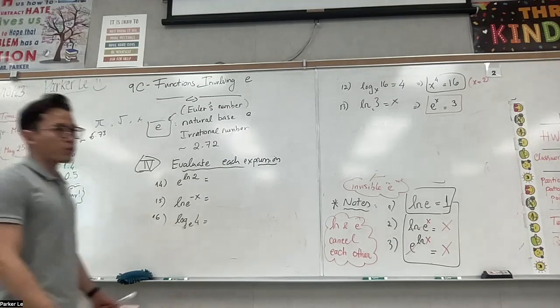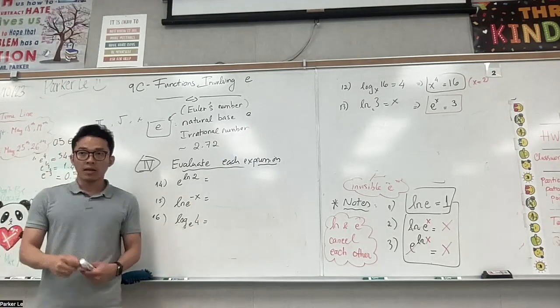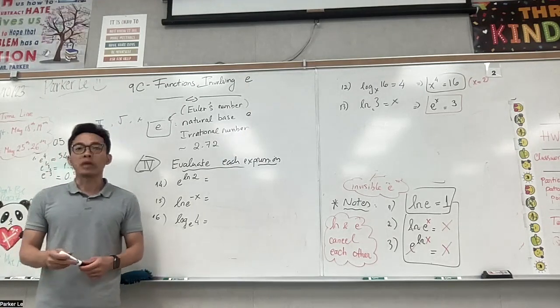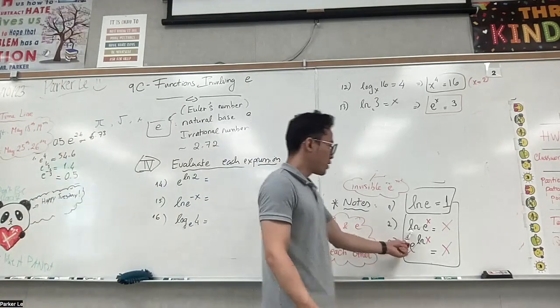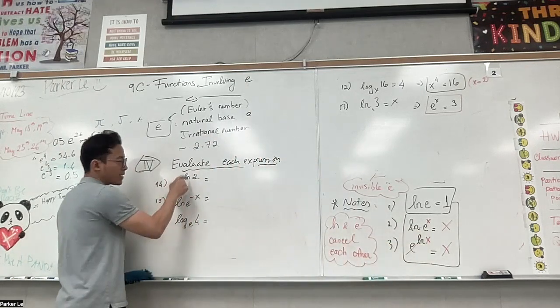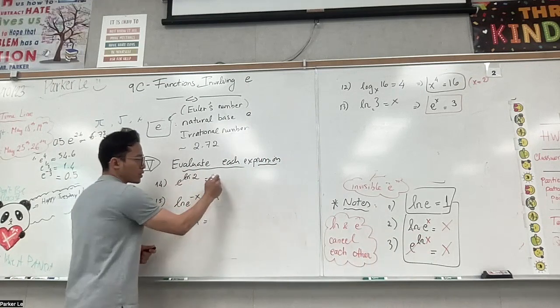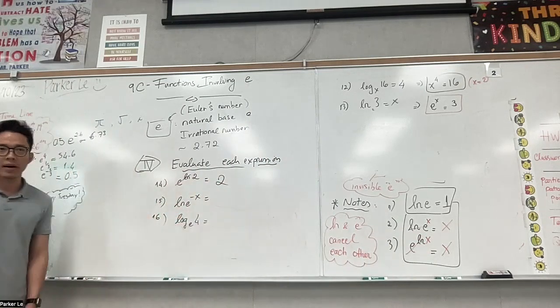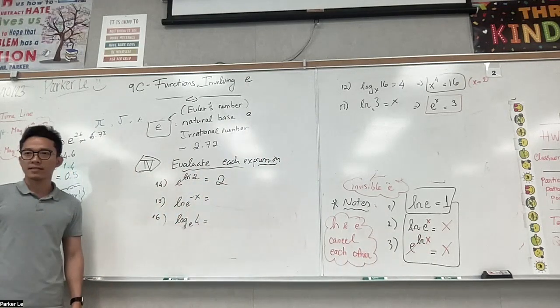What is e to the power ln 2? How did you know 2? You cancel out. Very good. You see that every time you see ln and e, they're gonna cancel out. I see e, I see ln, they cancel out. What do we have left? We have 2. So the answer is 2. Easy, right? How about 15?